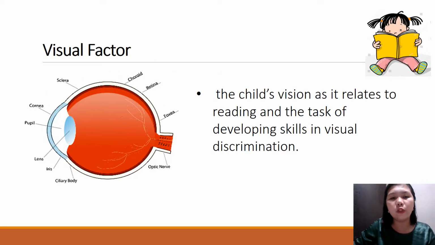Let us now move on to the visual factor. The visual factor is the child's vision as it relates to reading and the task of developing skills in visual discrimination. It is also your eye movement that might be related to the internal representations.